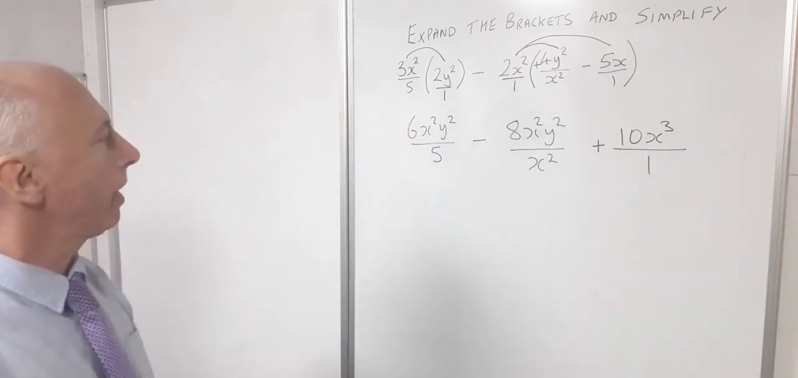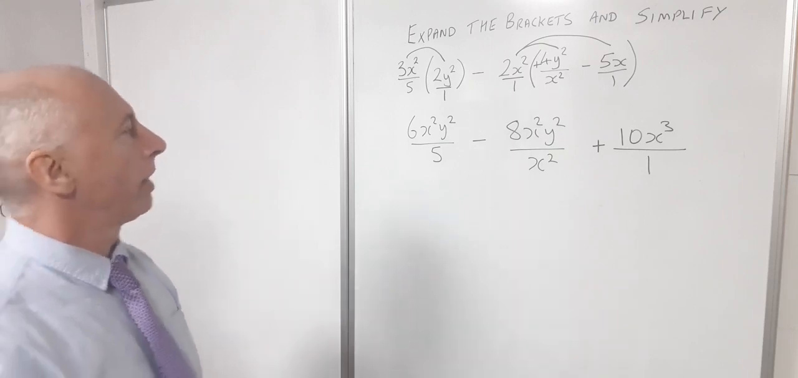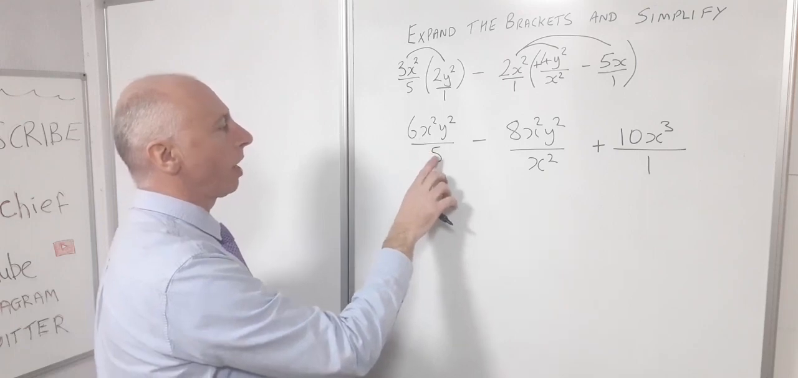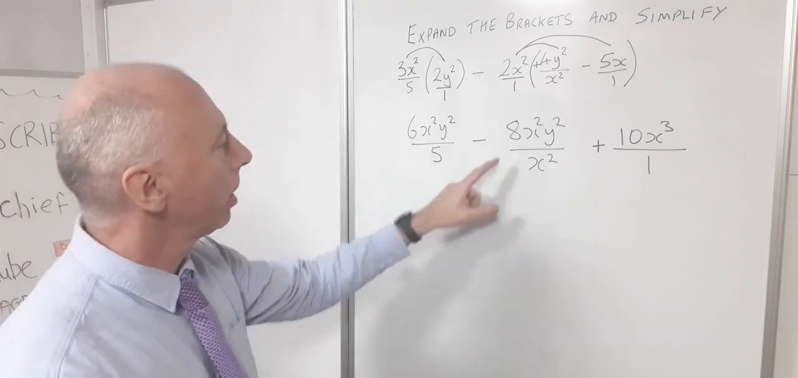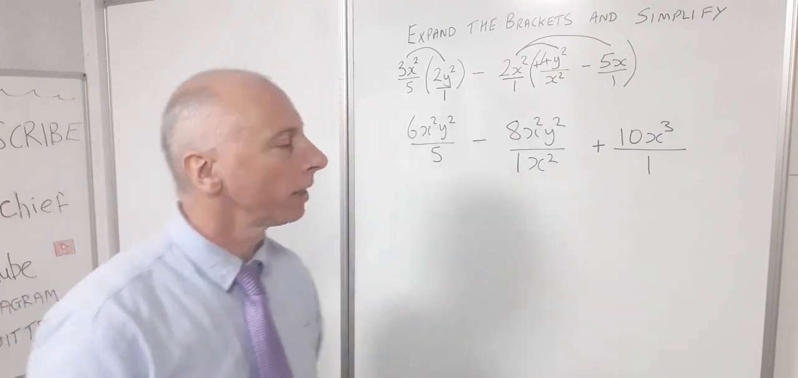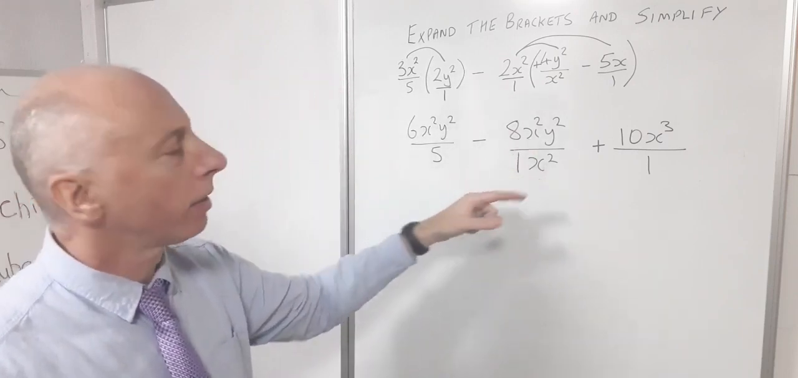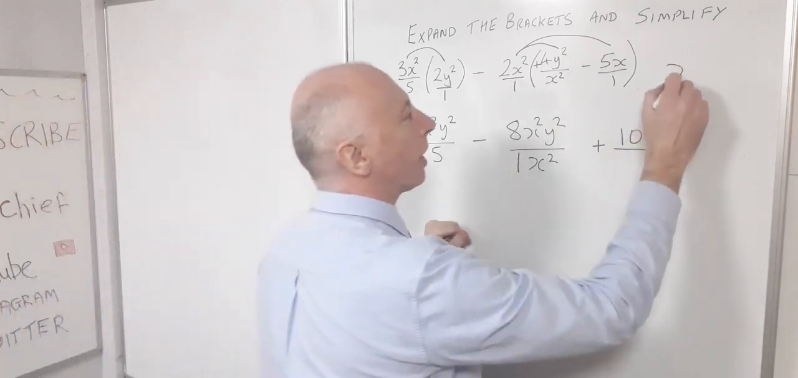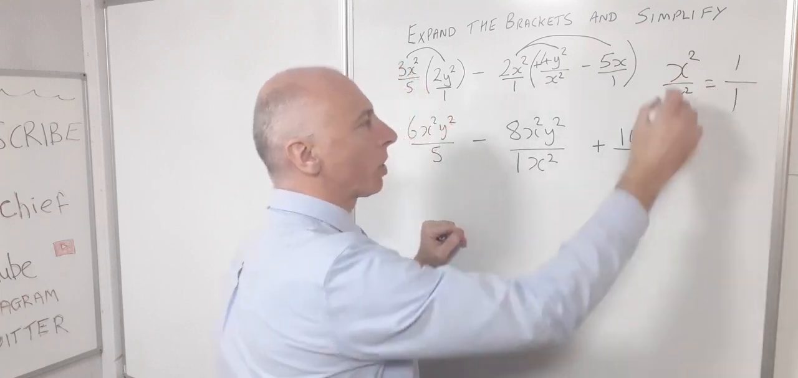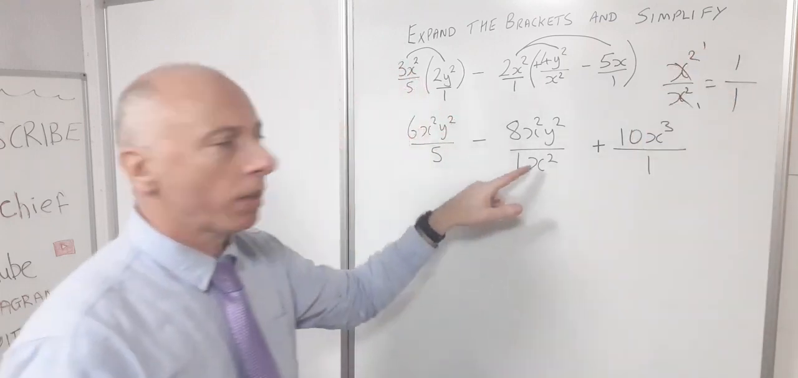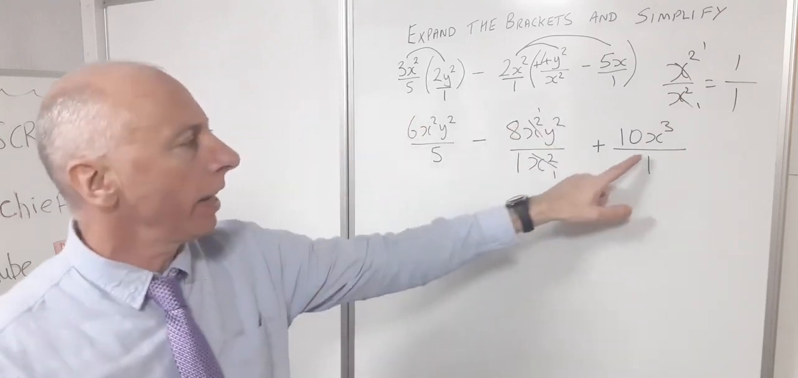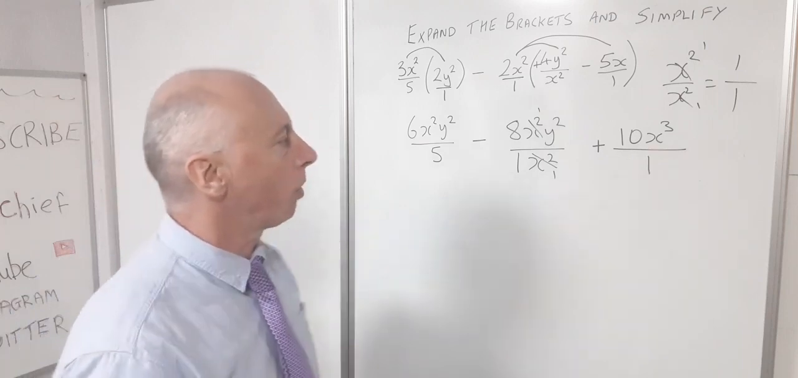Okay, now is there anything I can cancel out here in these three terms here? So I've got this one here, 6 and 5, no, and there's no x's and y's, so that can't change. 8's got no coefficient here other than possibly a 1. You can write that as 1x squared if you liked. But I've got x squared and x squared. Well, x squared divided by x squared, that just equals 1 over 1. They will just cancel out and become 1s. So therefore I can cancel out my x squareds and put 1s in their place. And here, nothing I can do here, 10x cubed over 1.